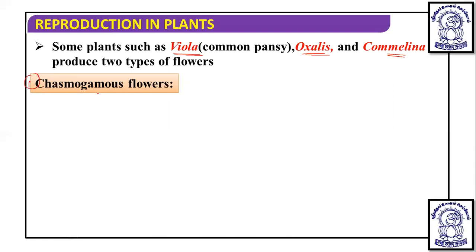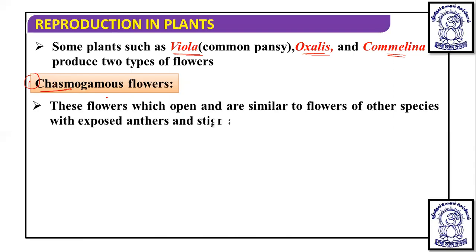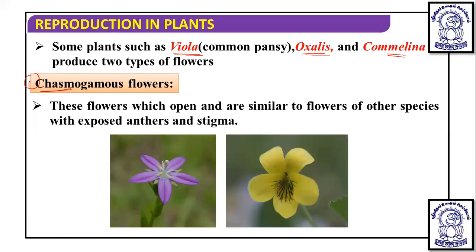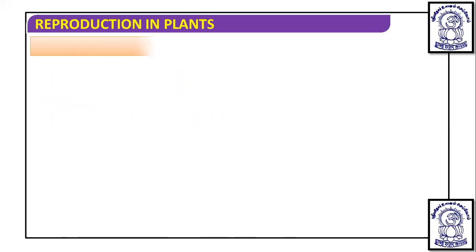The first type of flower is chasmogamous. Chasmo means open. They are known as open flowers. So these flowers are open and are similar to the flowers of other species with exposed anthers and stigma. So they are open flowers, meaning their anther and stigma are exposed, like this. Whereas another type of flower is known as cleistogamous flower. It is the second type of flower, which is found in Commelina, Viola, and Oxalis.